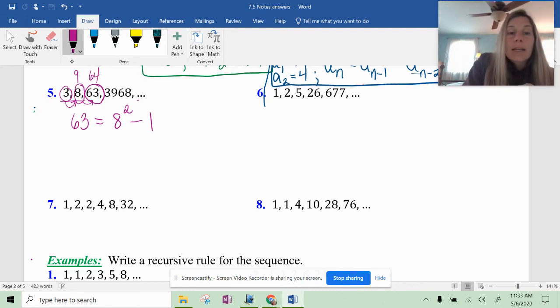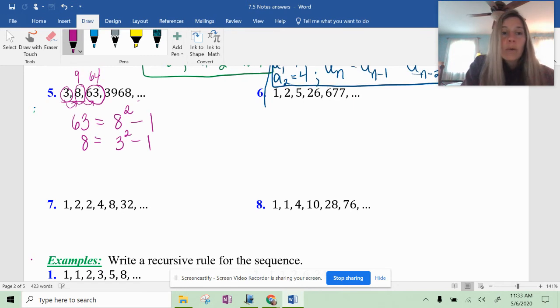But let's see if that same idea holds true with the 8. So if I take my preceding number, which is 3, and square it, and then subtract 1, 9 minus 1 is 8. Yes, so that would work there too. And you could even try with that big number on your calculator if you want. So if you did 63 squared and then subtracted 1, would you get 3968?